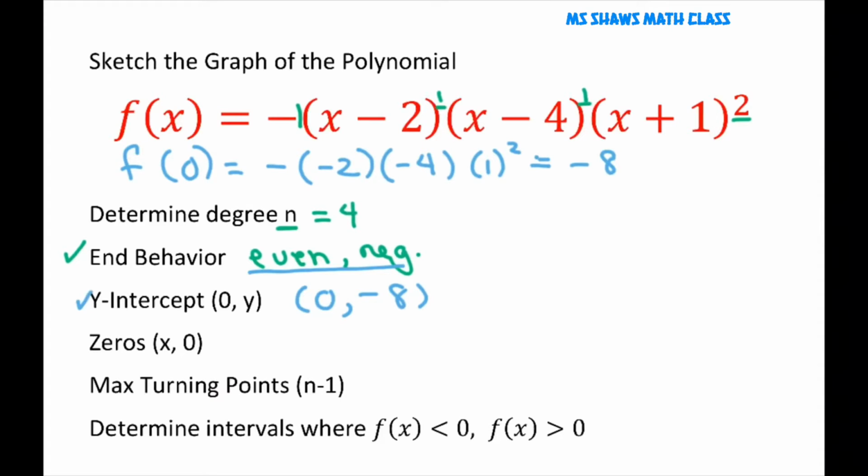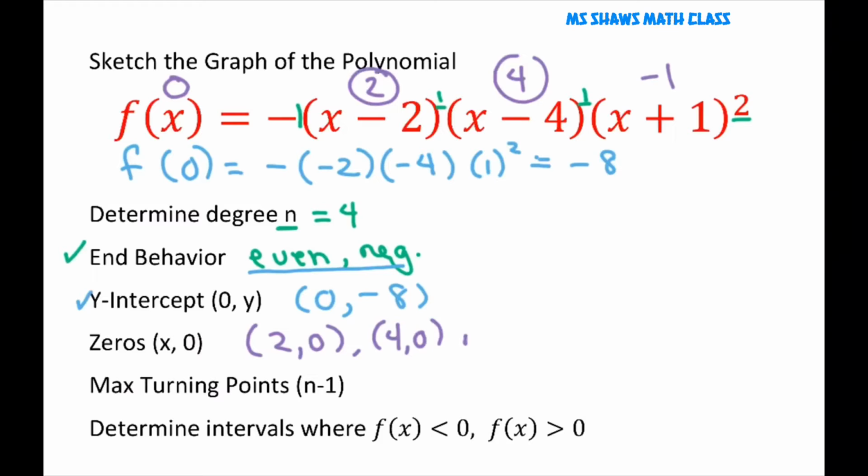Our zeros is when y is 0. That's your x-intercept. So that's going to be at 2, 4, and -1. So we have it at 2, 4. Those are both multiplicity 1s. Those are odd numbers here. And then for the last one, we have -1, and that's multiplicity of 2.